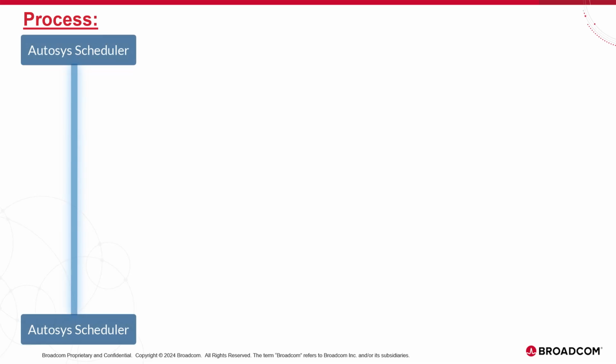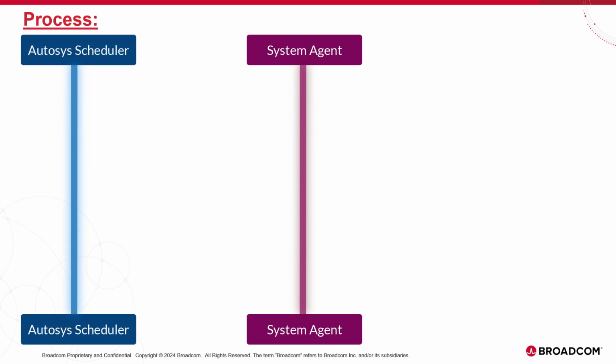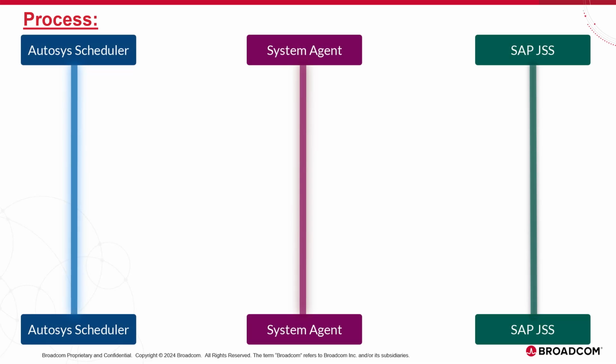Let's look at the sequence of execution. We start with the three main components: the AutoSys scheduler, the system agent, and the SAP JSS server. The AutoSys scheduler submits the POJO job to the system agent. The system agent acknowledges the job from the scheduler and initiates communication with the SAP JSS server.